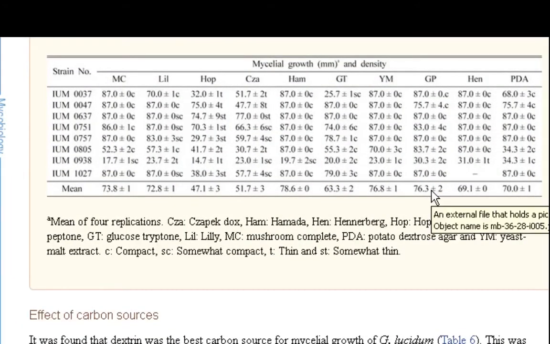GP is 76. I mean, look at all these growth rates. They're in the 70s anyway.